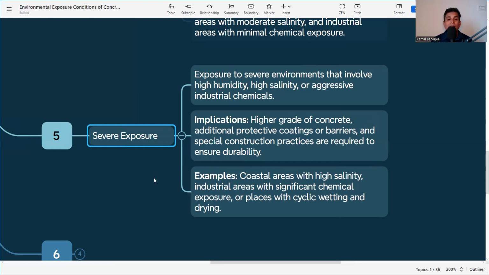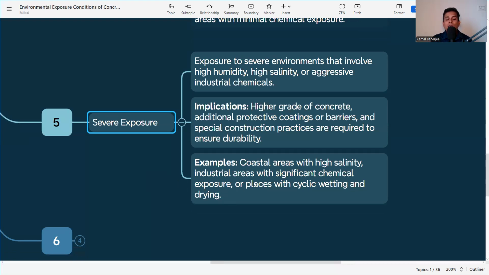As I already discussed, durability means how the concrete withstands the environment and makes its life longer. So that is why durability. But what is durability? What is the effect of durability? What is the best practice for durability? And what is the test? I have made a detailed video. Please check the link in the description. You will get full information about this. So these are the implications of the severe exposure.